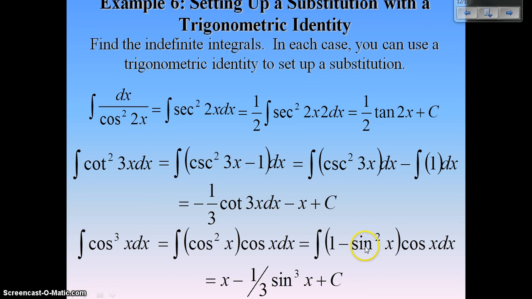If u is sine of x, then du would be cosine x dx, so that would take care of the cosine. The integral of 1 would be x, and then the integral of u squared would be u cubed over 3, and then I just plug the sine back in, plus c. If I've gone through these too quickly, please let me know tomorrow in class and we can slow down a little bit and go through them again.